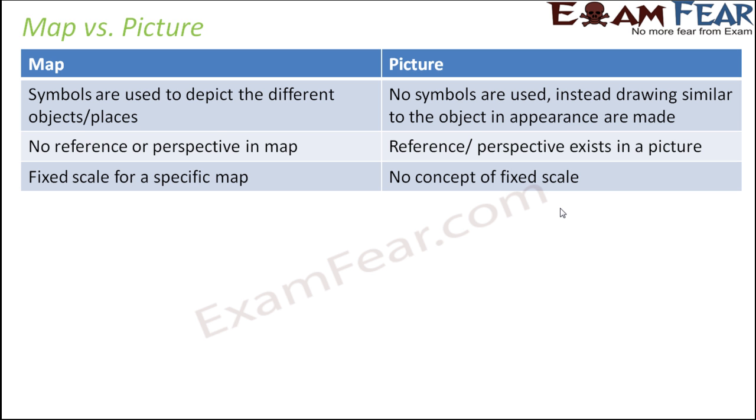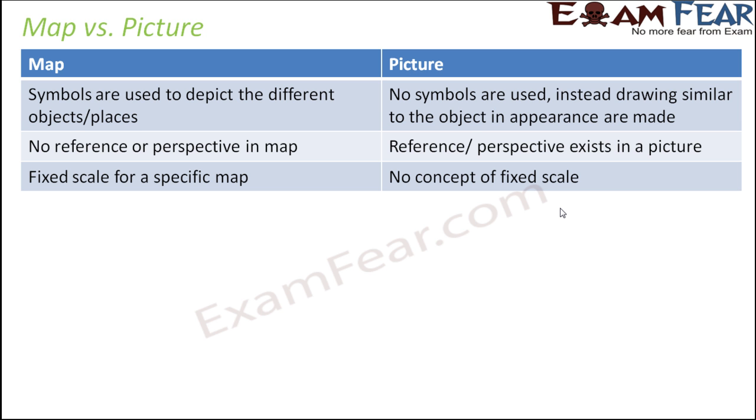Now, how does a map vary from a picture? Because here we saw that we can also represent the home, school and market using pictures. You can also represent it using maps. So how do these two things differ? So let's look at a quick distinction between the two.